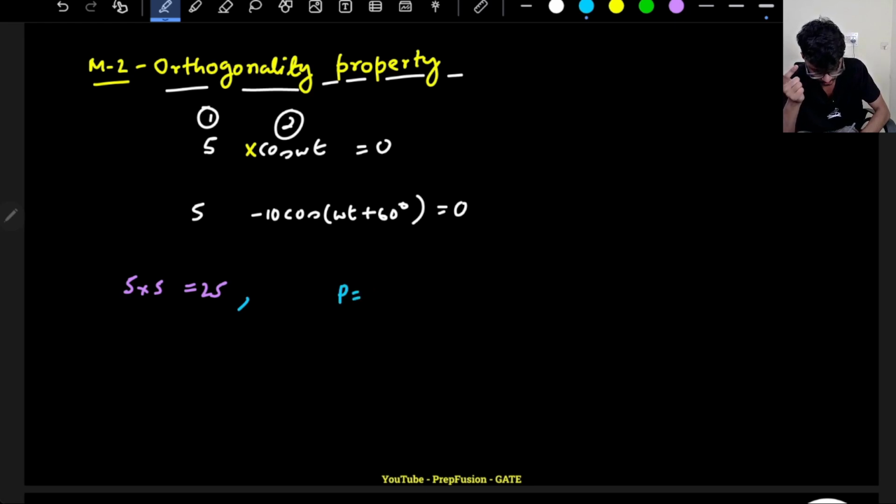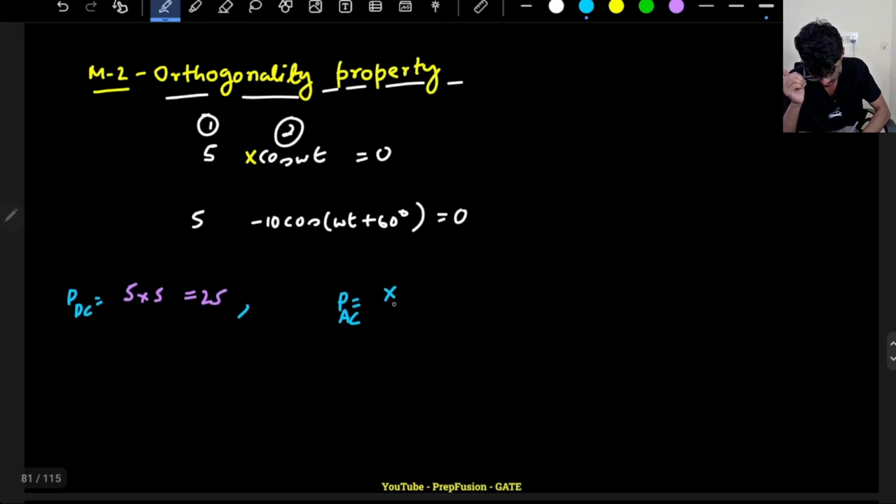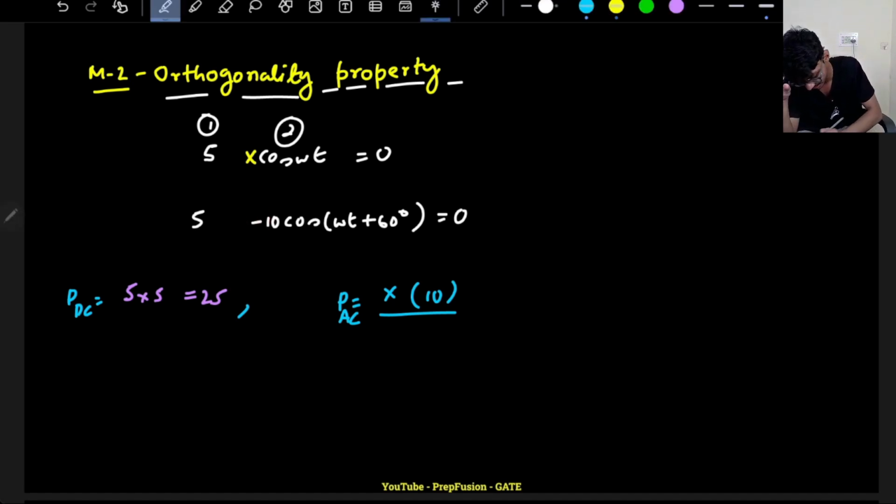Power is Vm Im by 2 cos phi. This is only due to the AC source, and what I discussed earlier was only due to the DC source. So it is x into 10 by 2. I don't care about the sign because in power ultimately we get some positive number only. Oh no, we do care about the sign, sorry, because it will deliver the power. That's why I have to write the negative sign.